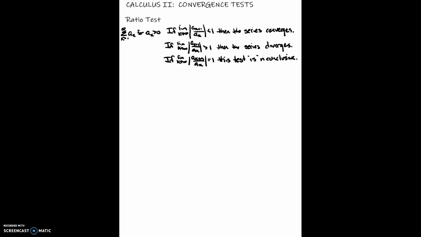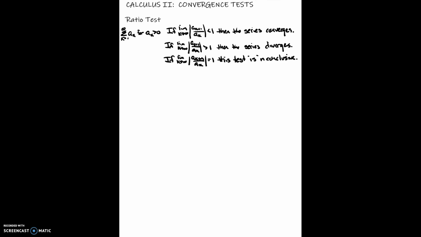Want to go over a convergence test. Want to specifically look at the ratio test. We're going to look at a general series. Want to point out that the terms of this series must be greater than 0. Now I'm not going to go over why the ratio test works, just want to go over how to use it.